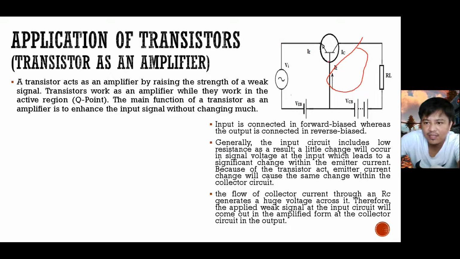Okay. So how does that happen? Basically, we have here an example of an image of a circuit diagram of a transistor used as an amplifier. So we have here the base. This is the base part. This is the emitter, and this is the collector part.